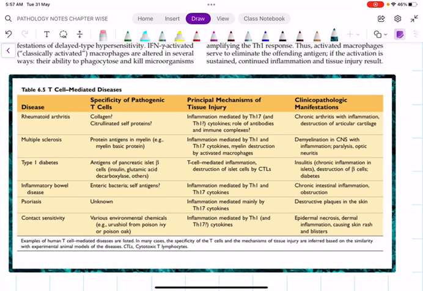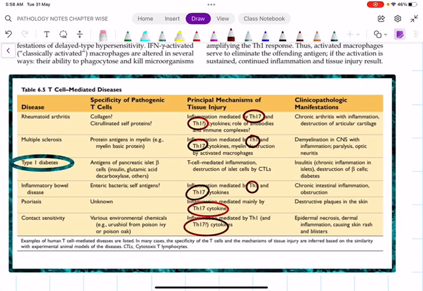Here, all these conditions except type 1 diabetes are CD4 plus, that is, they are mediated by T helper 1 and T helper 17. What are they? Rheumatoid arthritis, multiple sclerosis, IBD, inflammatory bowel disease, where we have Crohn's disease and ulcerative colitis, psoriasis, and contact sensitivity, which we call contact dermatitis. All these are CD4 plus mediated.